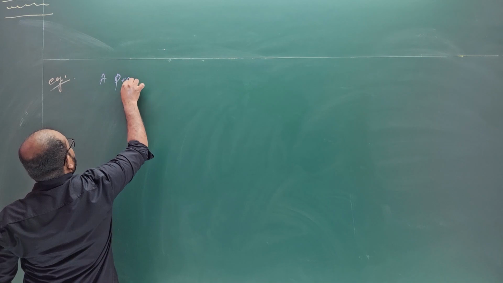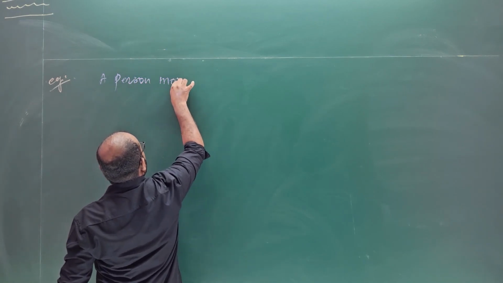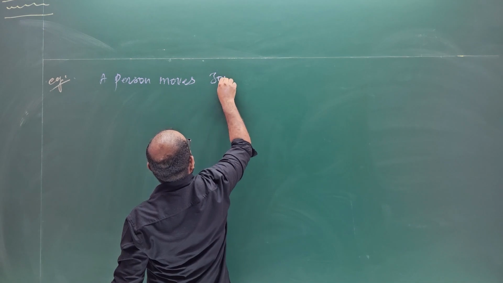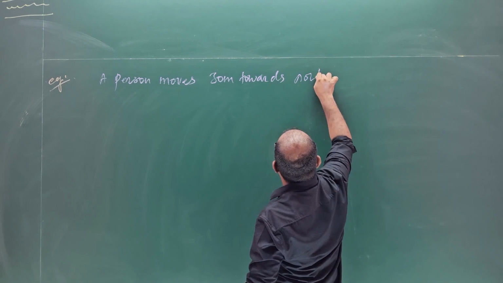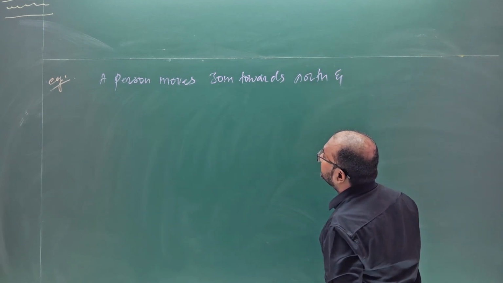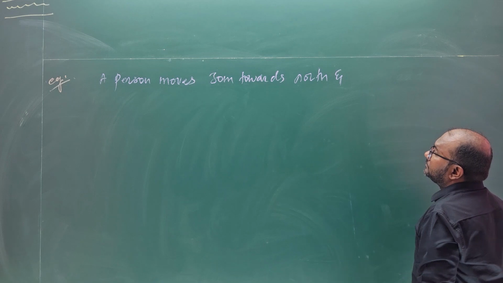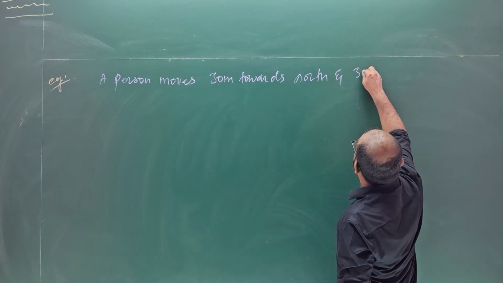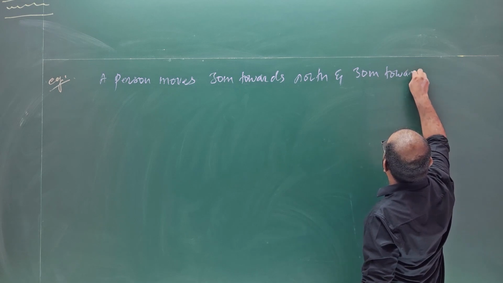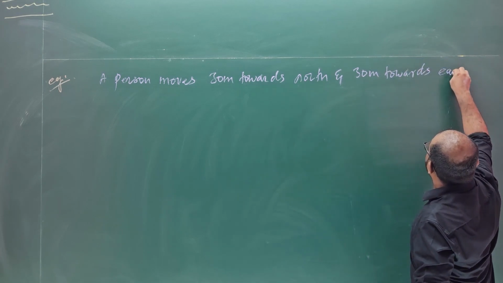A person moves 30 meter towards north and 30 meter towards east.